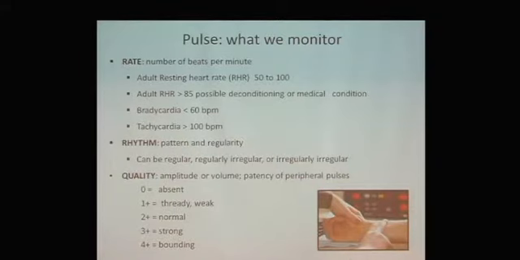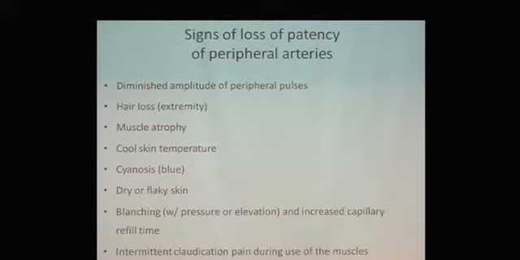So you can palpate for the patency of the pulse, right? So 0 is absent, no pulse at all. You can have a weak or a really thready pulse that's just not very strong. 2+ is normal. You can also have a bounding pulse. You might feel a bounding pulse after you've sprinted across the street, or you might have a bounding pulse if you have congestive heart failure. So it's not always a good thing.